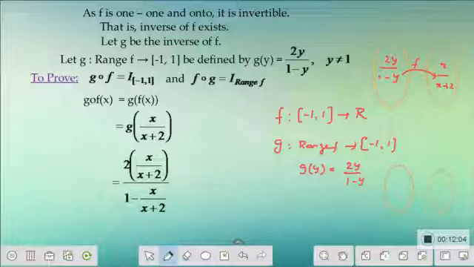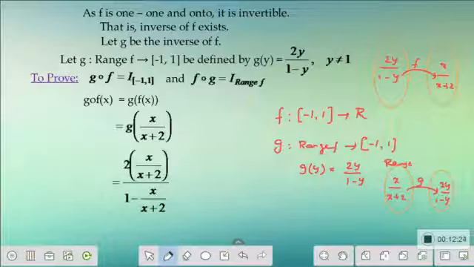That is, you have a function g, and this is from the range. So you will have the elements x by x plus 2 taking the form 2y by 1 minus y. So this is your range. This is going to be the range of f to the closed interval minus 1 comma 1. So this is how the function has been defined. So now I am assuming a function g in such a way that g of y is equal to 2y by 1 minus y, and I am going to prove this is the inverse of f.